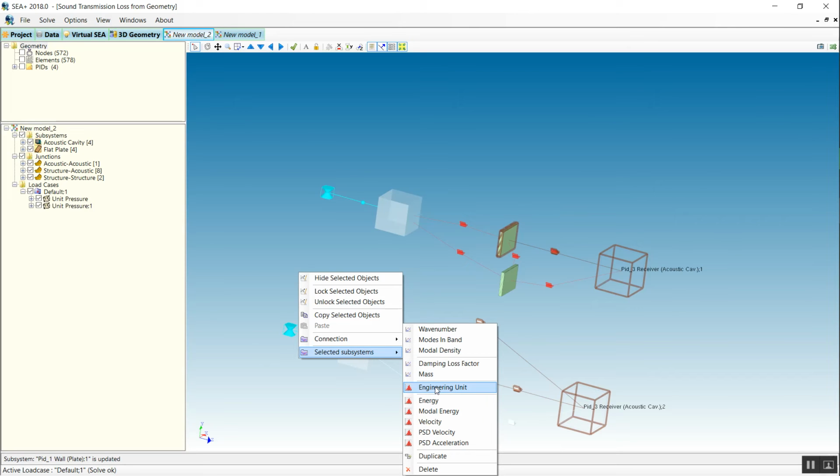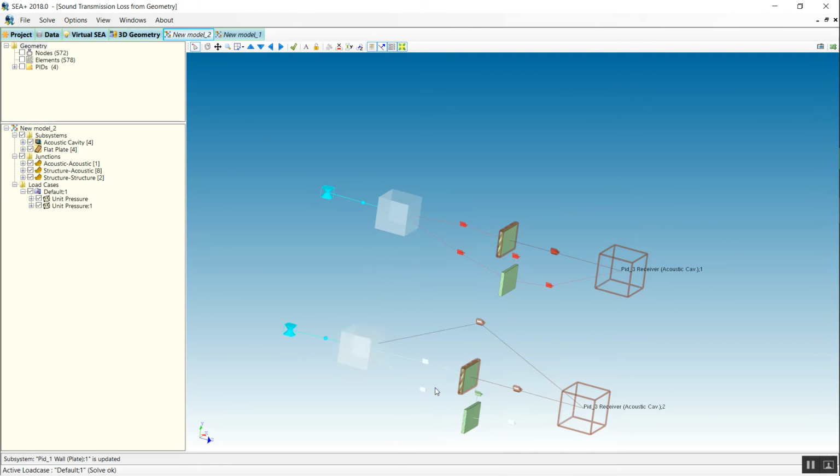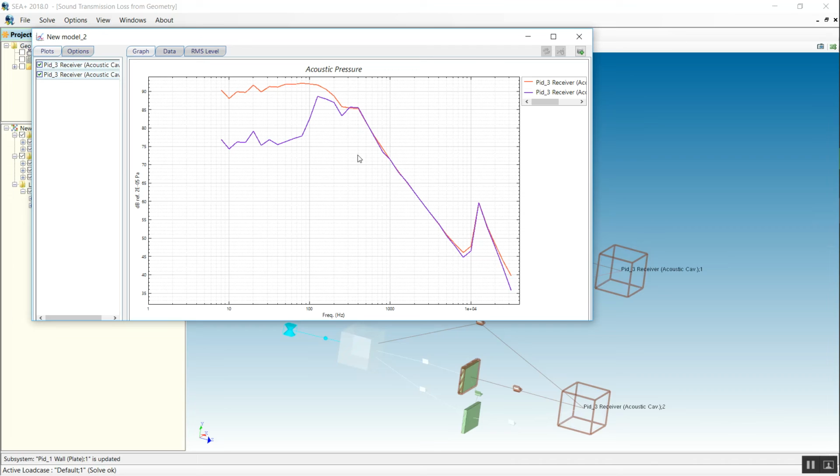I just use the local menu, plot and plot engineering unit. This is the pressure, mean pressure in the receiver cavity. This is the pressure created by the second bottom model here. So the panel is radiating into the cavity as well as the Maslow connection. And this is the sum of all paths we see that create the pressure, and this is the result given by the non-resonant path energy when it is enabled.